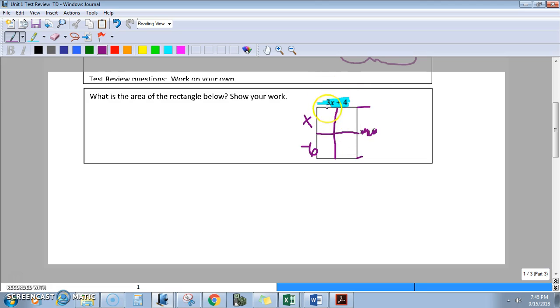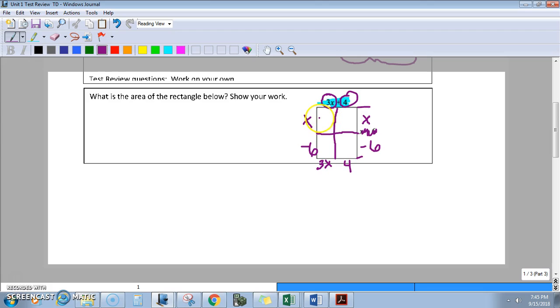So we're multiplying these out. Each little rectangle needs to be multiplied. And remember, if this is 3x here, it's also 3x at the bottom. If this is 4 here, it's also 4 here. If that's negative 6, this is negative 6. And if this is x, this is x. So we just multiply each side.